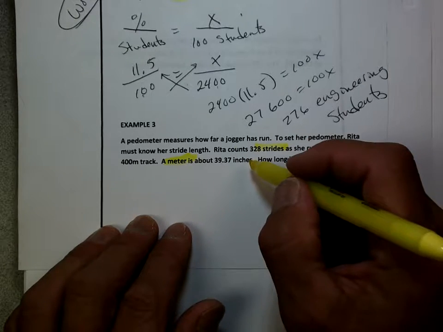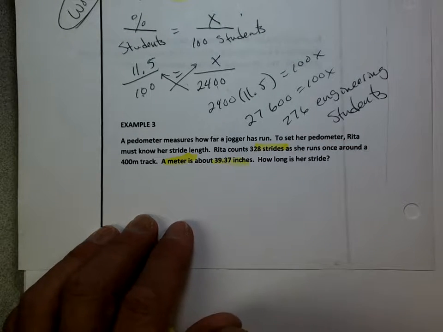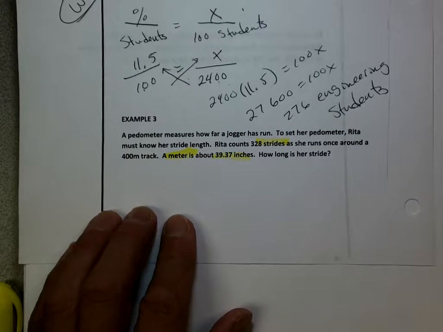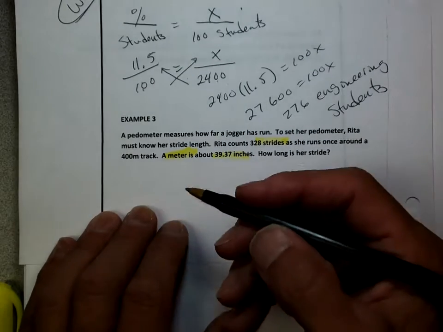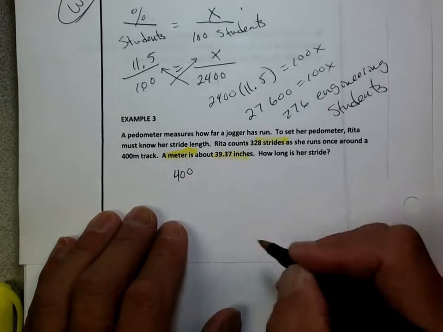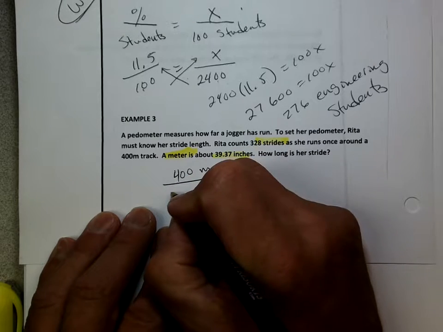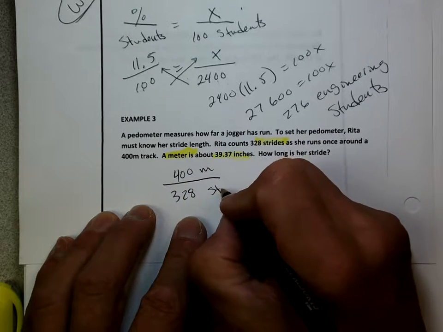And I think that we're talking about a meter being about 39.37 inches, okay. So what I have to do first is, let's see if I can make a little conversion. Let's see if I can solve for this. So I've got a 400-meter track. She does 328 strides, right?